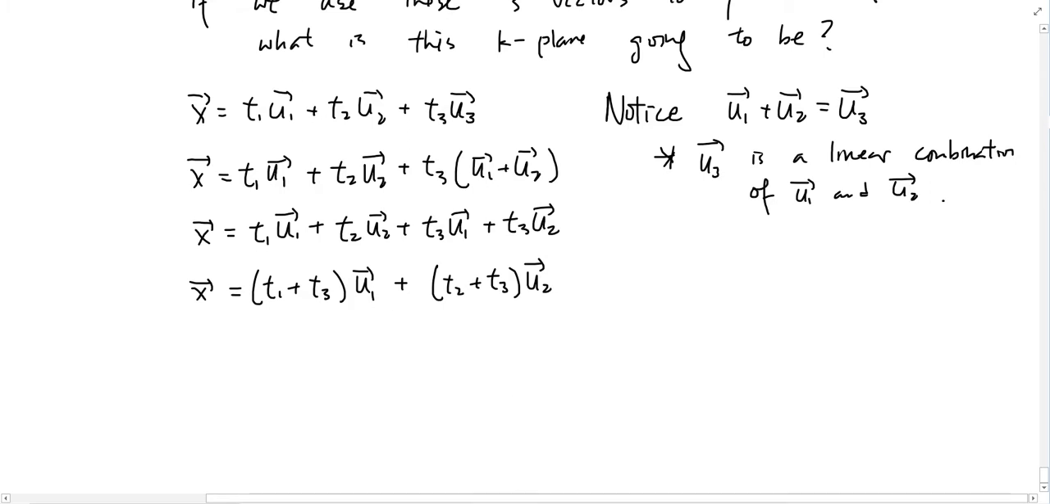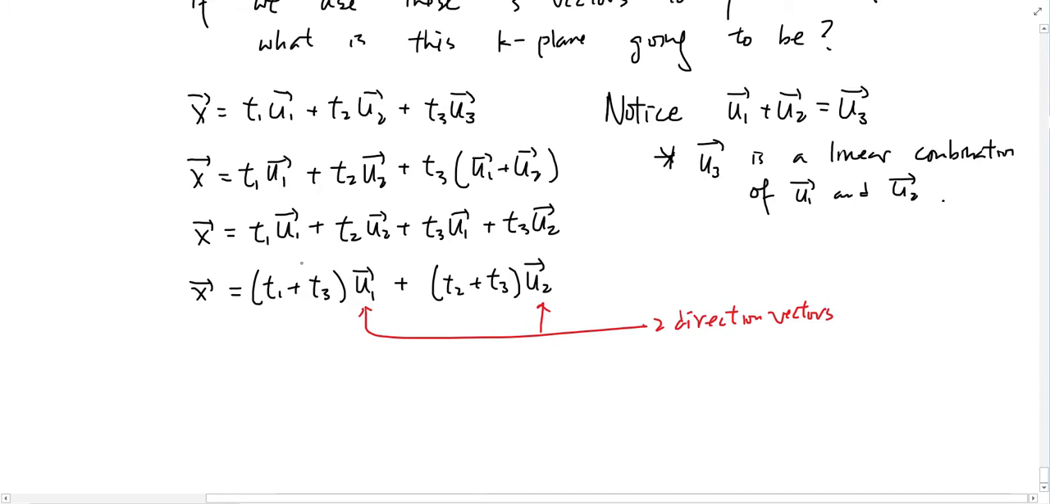Notice now I only have two direction vectors. As a matter of fact, only two direction vectors are needed in this case. The third one doesn't really do anything because it is a linear combination of the first two.